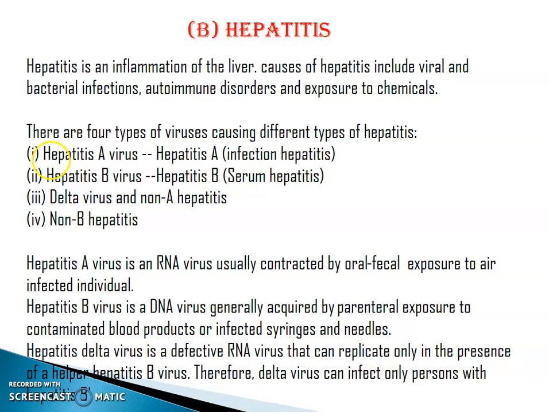Then the second disease we are going to study is hepatitis. It is the inflammation of the liver caused by hepatitis. It includes viral and bacterial infection. It is an autoimmune disorder and exposure to chemicals. There are 4 types of viruses causing different types of hepatitis.